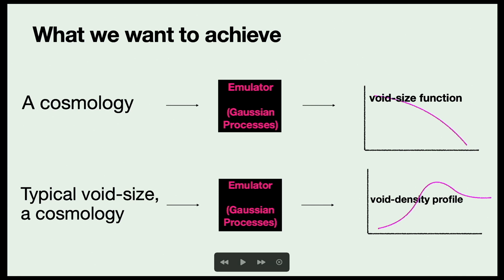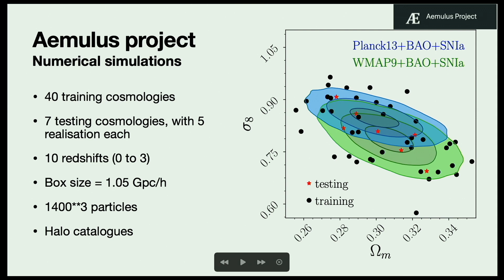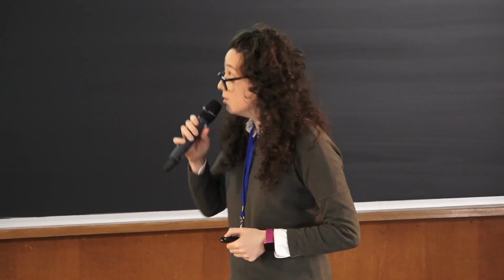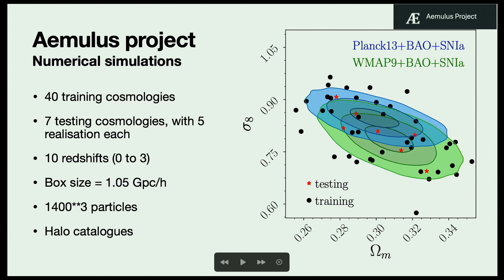And in order to achieve this, then I use a suite of simulations that were designed specifically for this kind of purpose, meaning building emulators. And these simulations are the Aemulus suite. We have at our disposal 14 training cosmologies and 7 testing cosmologies with 5 realizations each. And the parameter space is explored as depicted here.